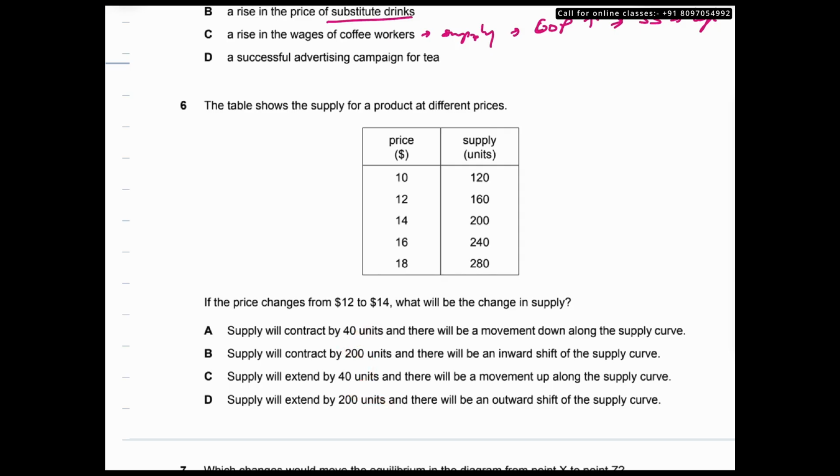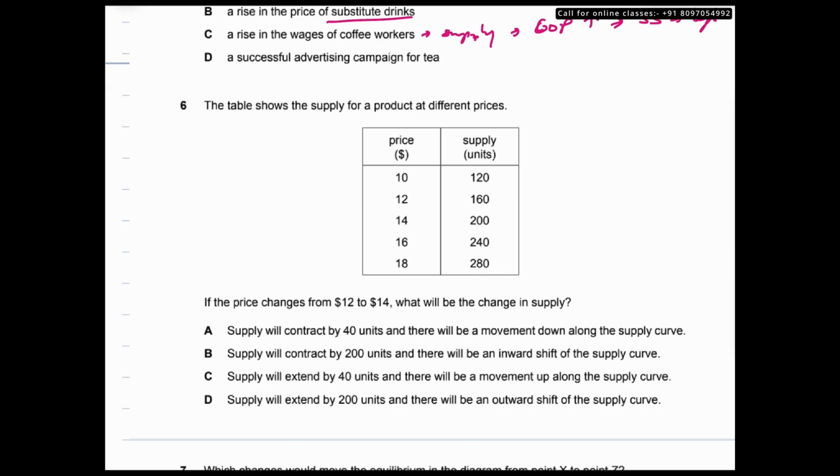Alright, now before we move on to the options here, another true and false question for you. When price rises, the quantity supplied increases, and this is called an extension of supply. Drop a true or false in the comments. The correct answer for number 6 is C. Supply will extend by 40 units and there will be a movement up along the same supply curve.